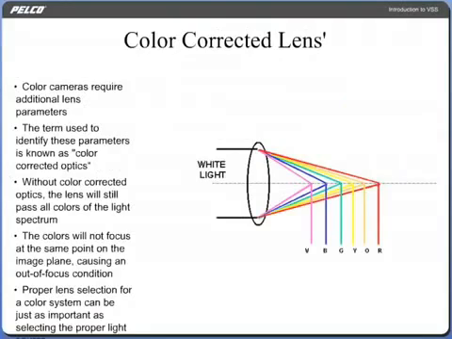Color cameras require additional lens parameters. The term used to identify these parameters is known as color-corrected optics. Without color-corrected optics, the lens will still pass all colors of the light spectrum. However, each of the colors will not focus at the same point on the image plane, causing an out-of-focus condition. Proper lens selection for a color system can be just as important as selecting the proper light source.